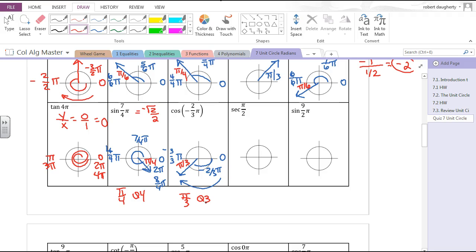What's the definition of cosine? Cosine is the x value. Go to pi over 3. What's your x value? That is 1/2. When you're in the third quadrant, the cosine is a negative number.